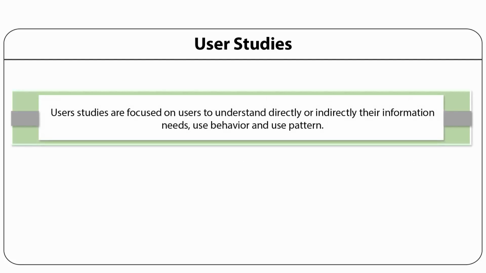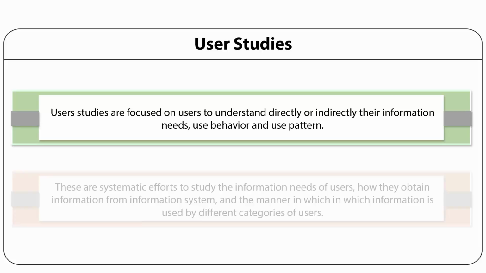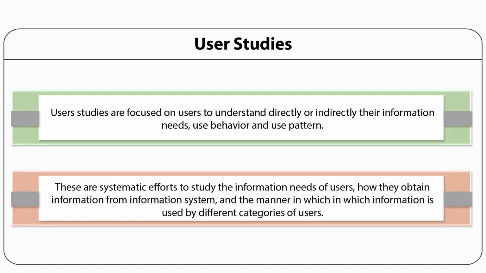User studies are focused on users to understand directly or indirectly their information needs, use behavior, and use pattern. There are systematic efforts to study the information needs of users, how they obtain information from information systems, and the manner in which information is used by different categories of users. These things need to be determined by the librarian in the user studies.